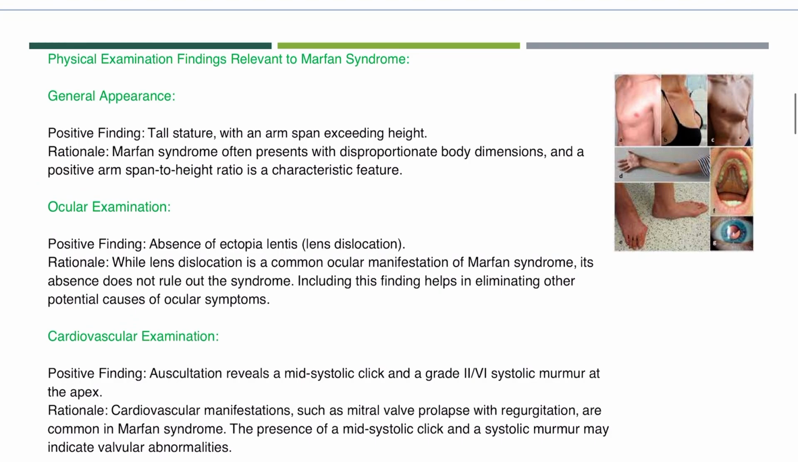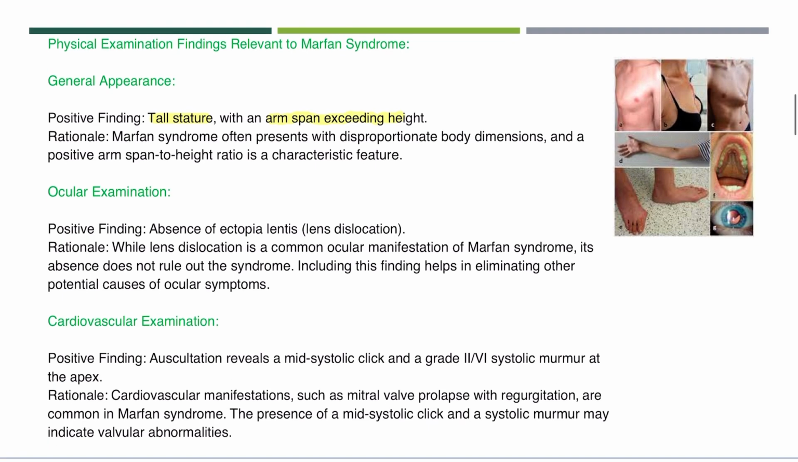Moving on to the physical examination, general appearance. You will all know that the patient already has a tall stature and an arm span exceeding the height. So you just take maybe 30 seconds to look at the patient from head to toe, and ask the patient to extend the arms so that you can see the arm span is more than the height.